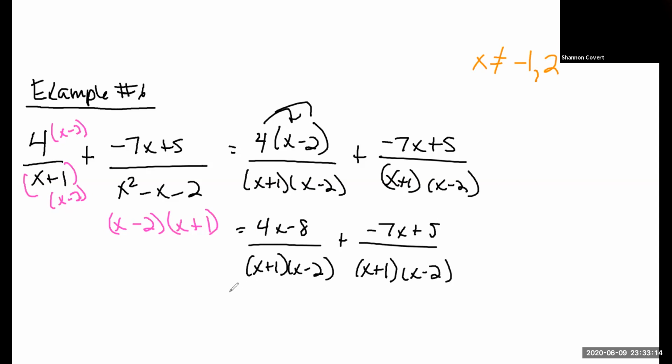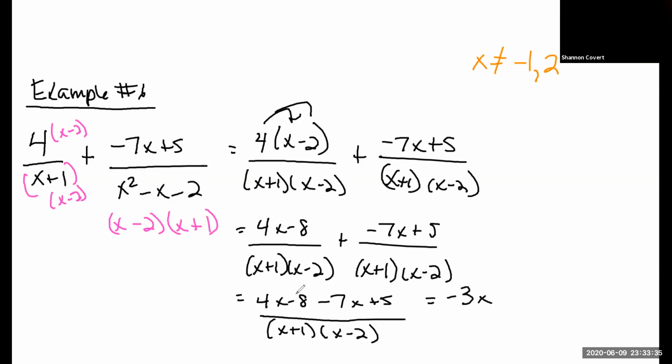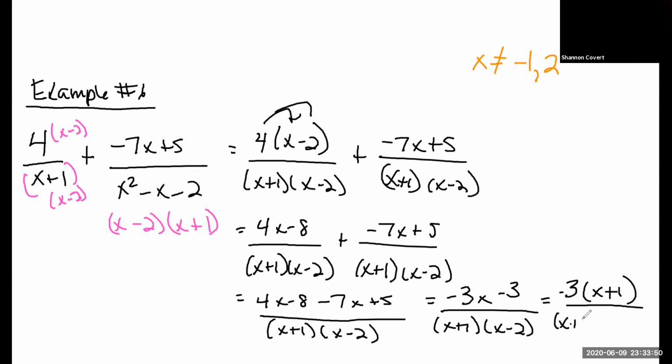I am ready for the big fraction bar. 4x minus 8 minus 7x plus 5 all over x plus 1 times x minus 2. 4x minus 7x is negative 3x. Negative 8 plus 5 is negative 3 over x plus 1 times x minus 2. I can factor out a negative 3, which leaves me with x plus 1 over x plus 1 times x minus 2. This time, I actually can reduce.